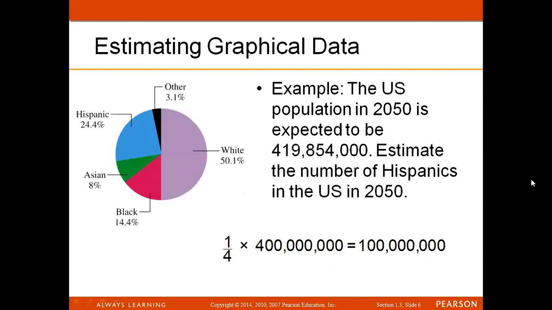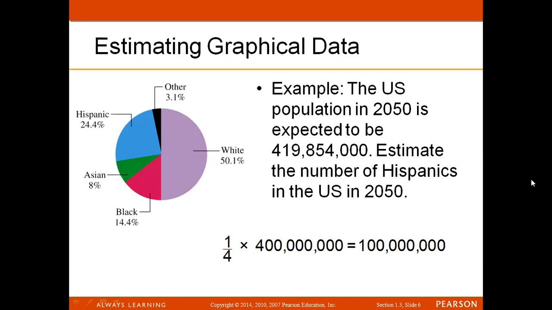Estimating graphical data. In this example, we have a pie chart. The U.S. population in 2050 is expected to be 419,854,000 people. Estimate the number of Hispanics in the U.S. in 2050.